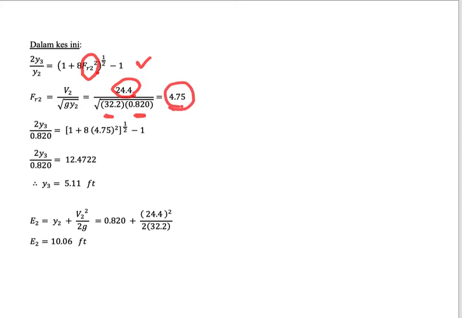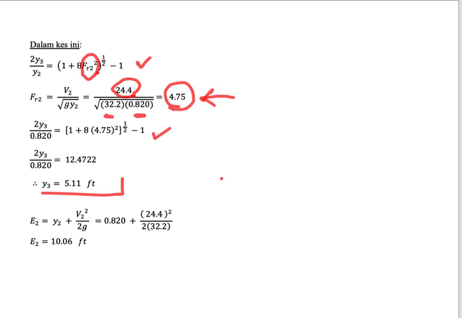You will find that the Froude number here is bigger than 1, which means it has the possibility to create a hydraulic jump. And from the figure, it shows that the hydraulic jump occurred. So we substitute in this equation, and we found that y3 is equal to 5.11 feet.